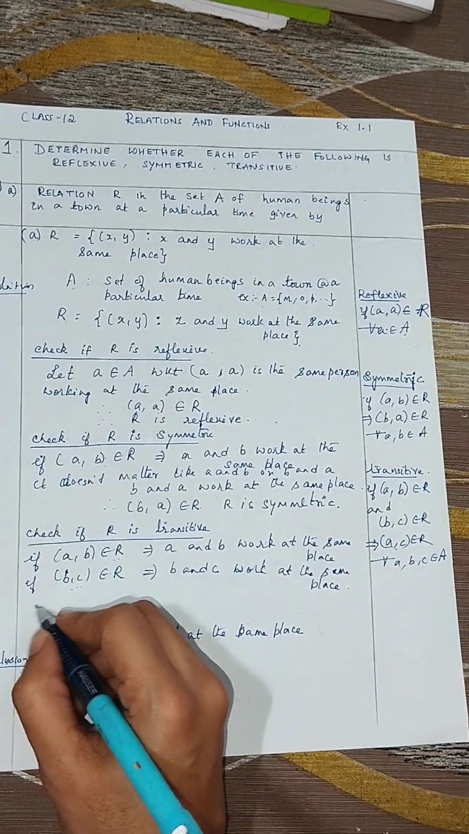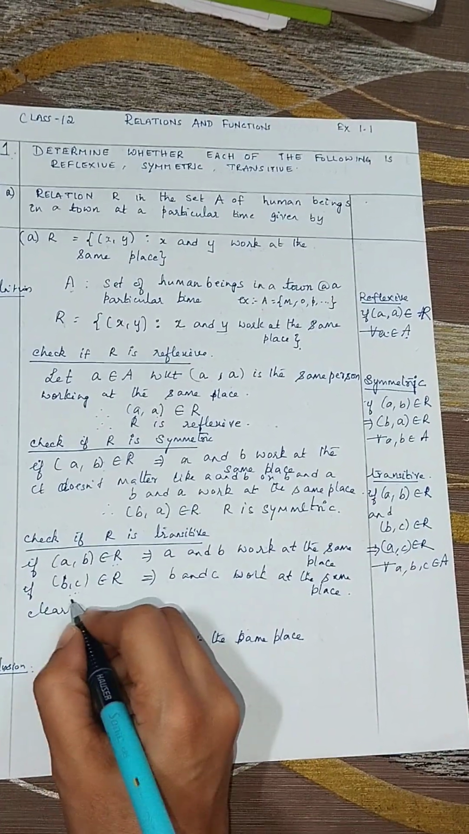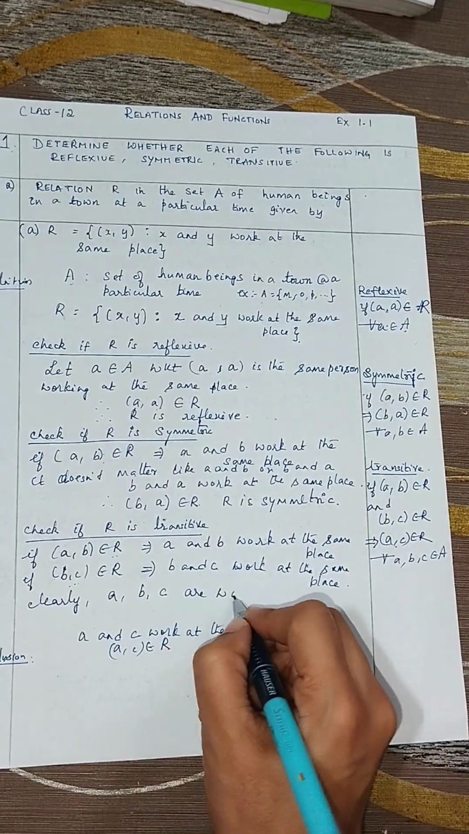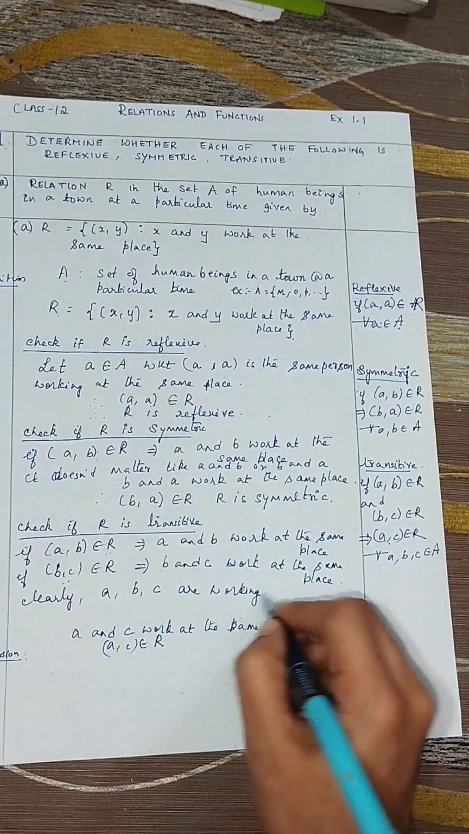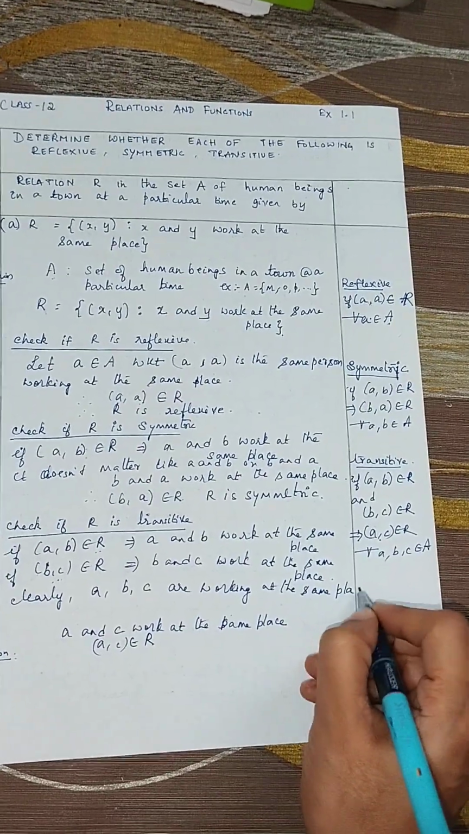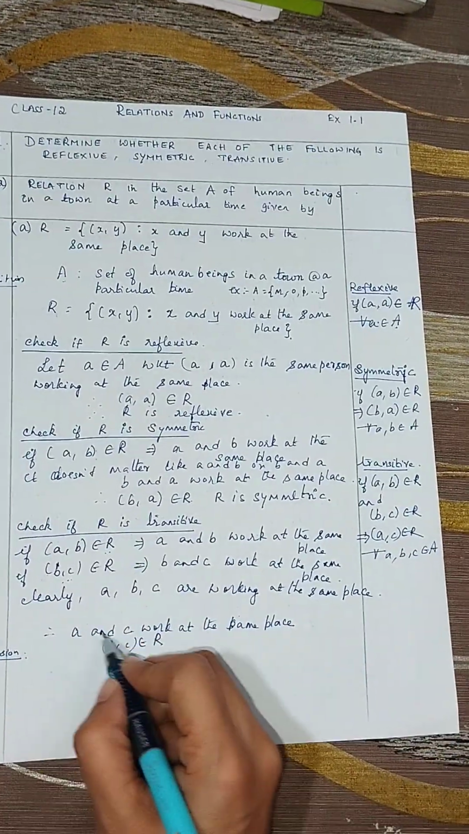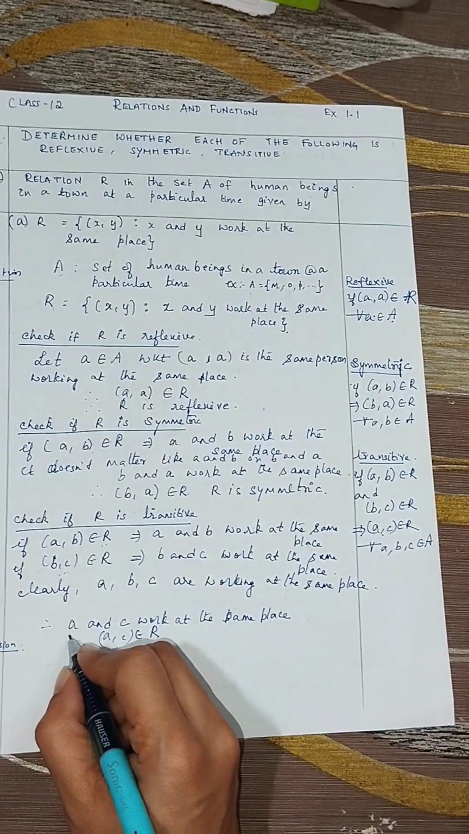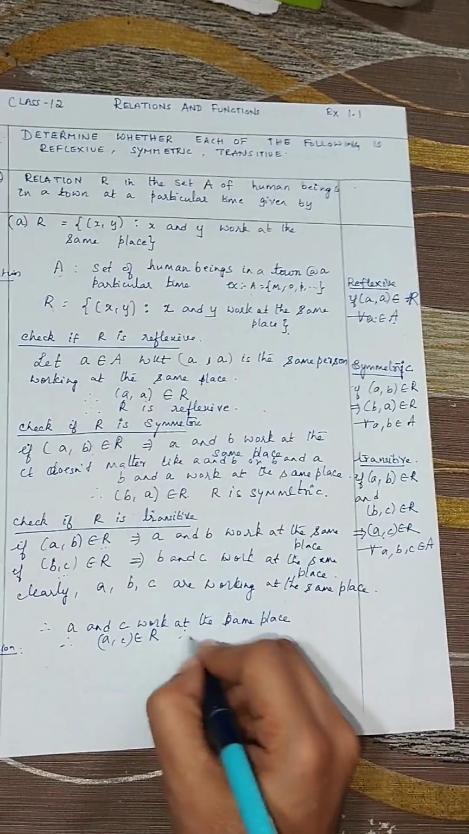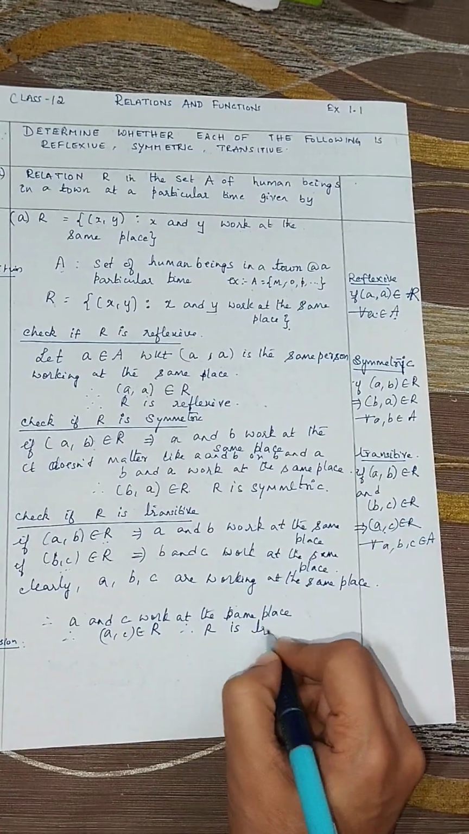So here what we can say clearly, a, b, c are working at the same place. So we got our answer that a and c work at the same place. Therefore, (a, c), this is what we have to prove. (a, c) belongs to R. Therefore, R is transitive.